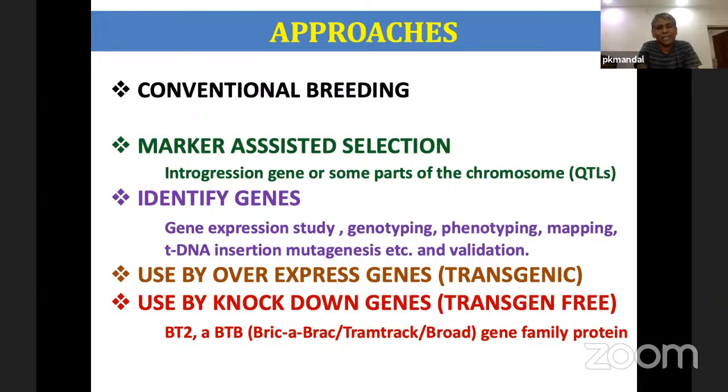And CRISPR-Cas is such a beautiful technique. In one generation itself, you can make that gene free, meaning there won't be any transgene. Your gene will be mutated, meaning wherever you want, your target place will be mutated or inactivated.